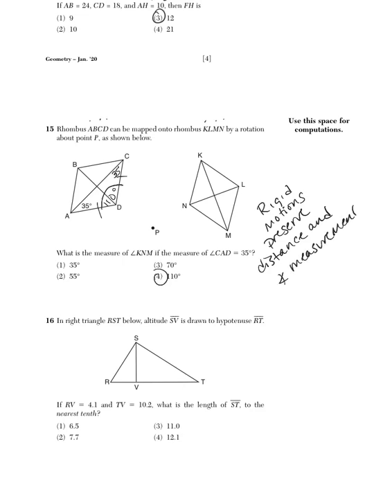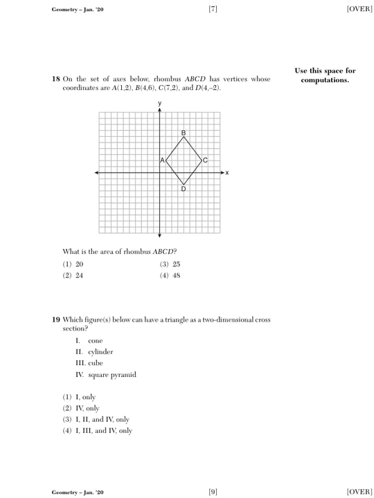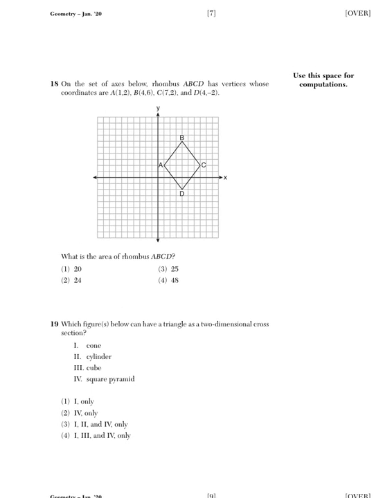So the corresponding angles have to be congruent. Taking a look at number 18, they're asking us to find the area of a rhombus. All four sides are congruent. So that means if we split this in half, we have two isosceles triangles.